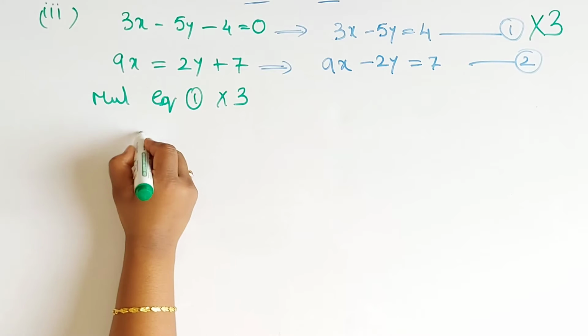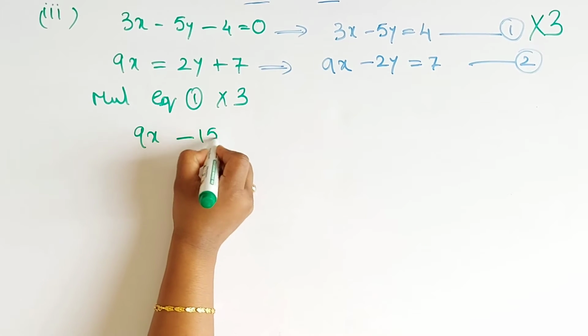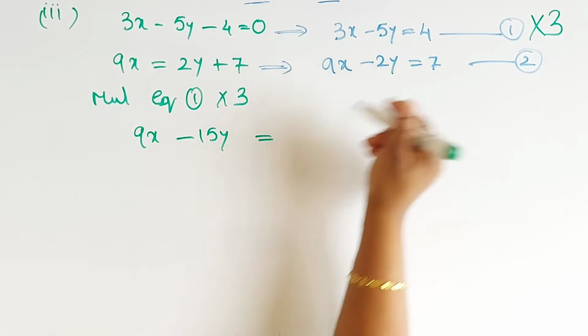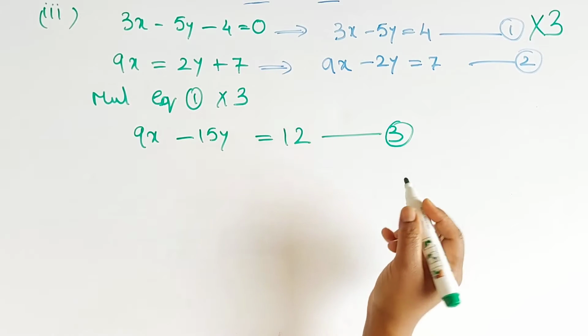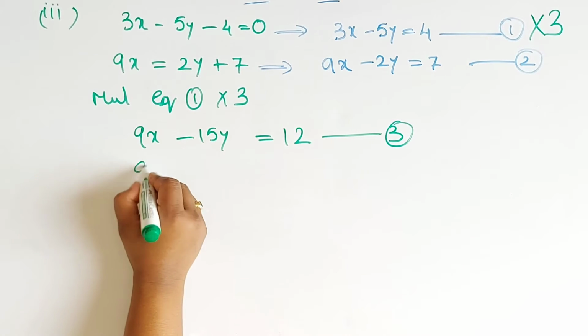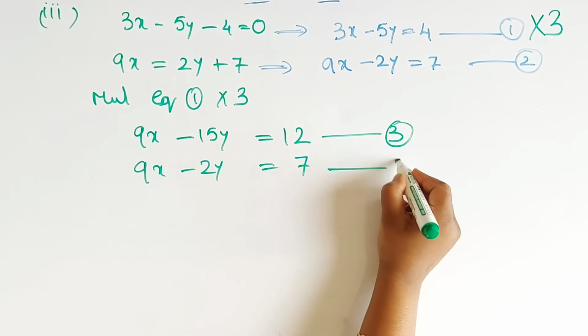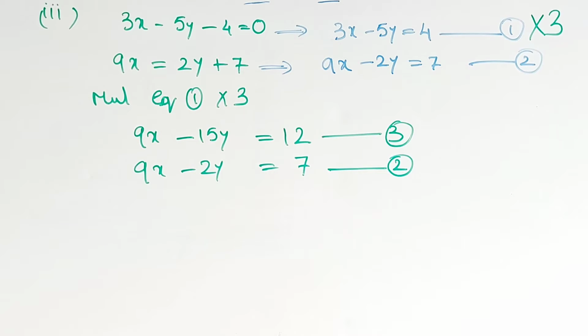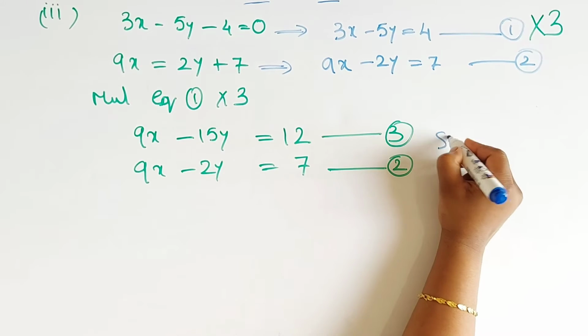3 into 3x, 9x. 3 into minus 5y, minus 15y equal to 3 4s are 12. This is the new one, the third equation. Second equation same: 9x minus 2y equal to 7 only. This is the second equation. Now we have to subtract. If you are adding, you will get 18x here. So subtract.